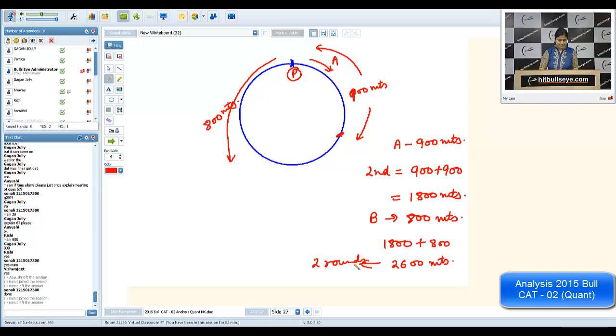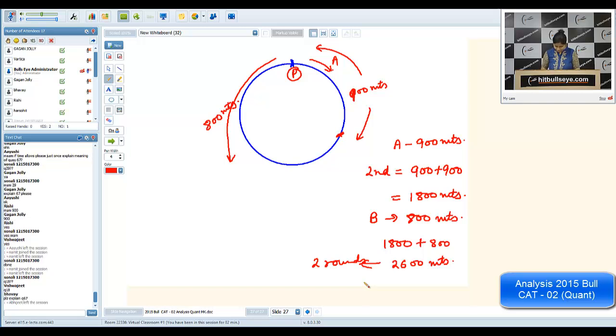Okay, Sonali. Okay guys, that's it for today. Still any problem left? Question number 18. You can go through the explanation. I don't have a better logic for this.